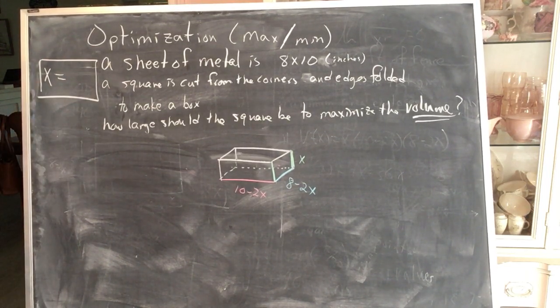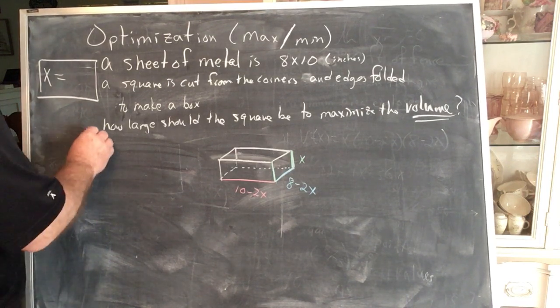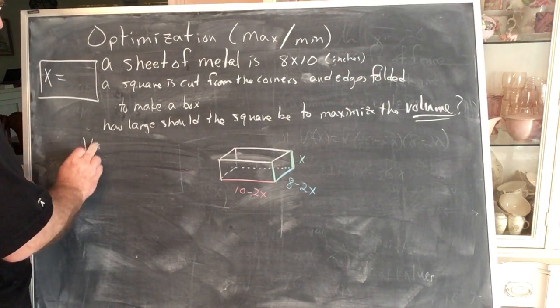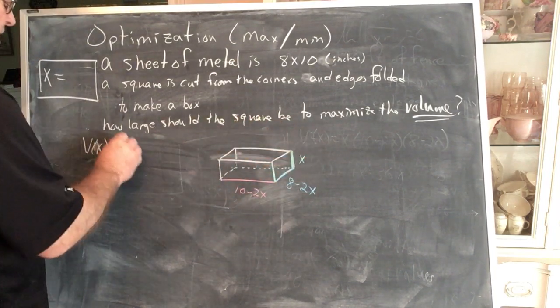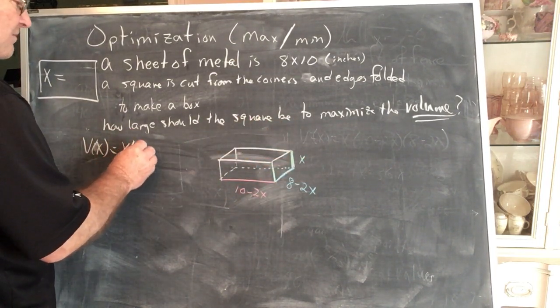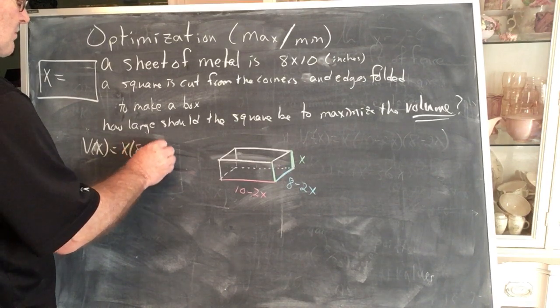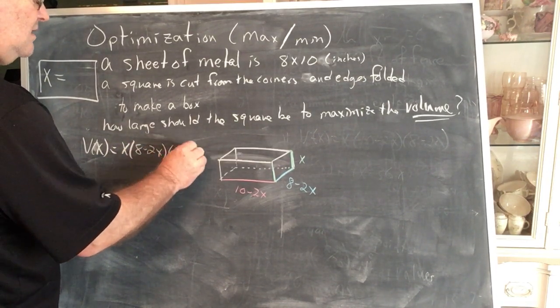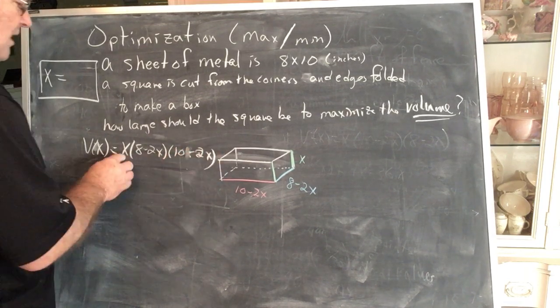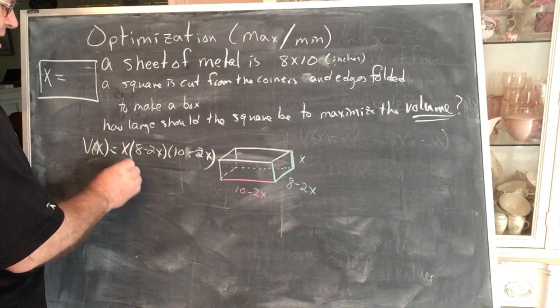All right? Well, what do we need? We need a volume function. And there's only one variable present, so I know it's going to be volume of x. It's length times width times height in any order, so I'm going to write it this way. Minus 2x, length times width times height.